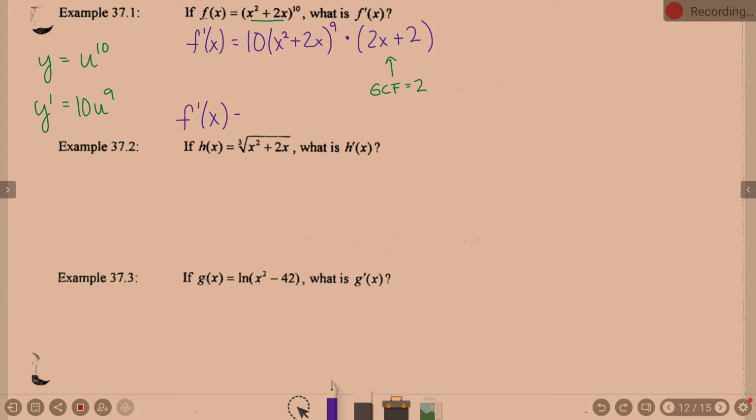So I can say f prime of x equals 10 times 2, which is 20, times the x squared plus 2x raised to the ninth, and then times, instead of 2x plus 2, since we factored the 2 out, x plus 1.